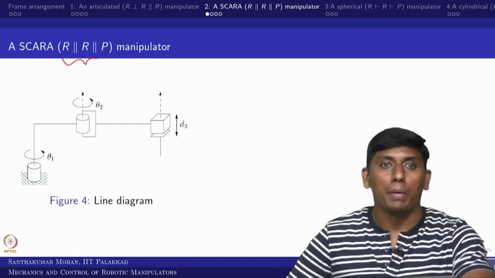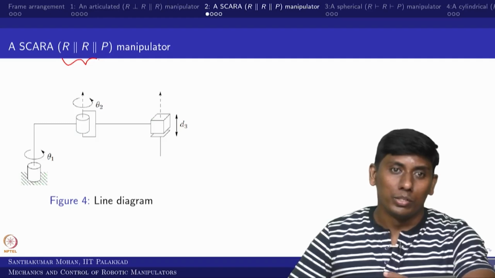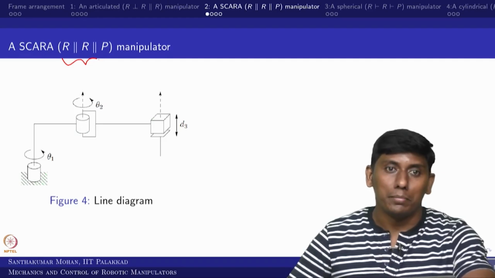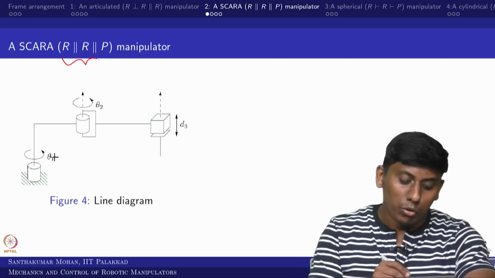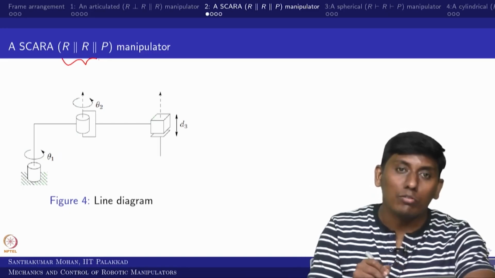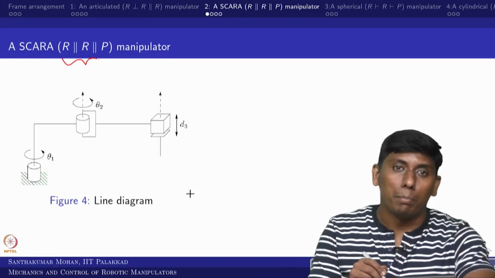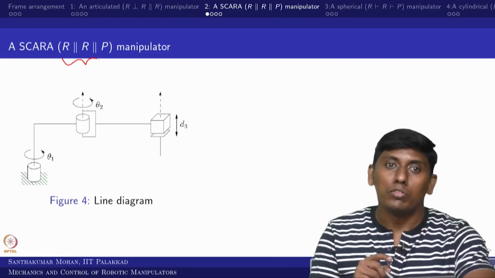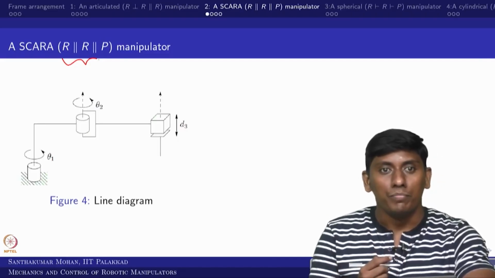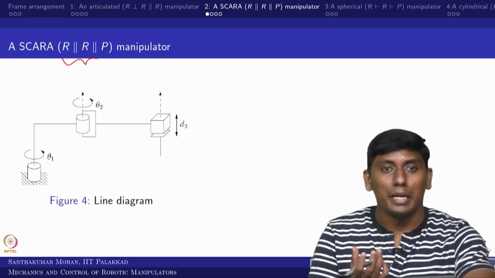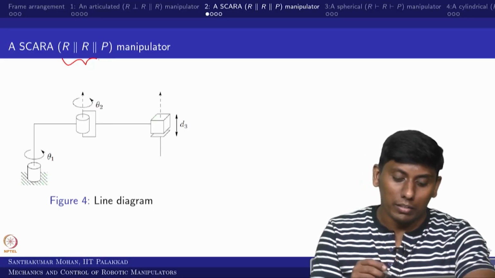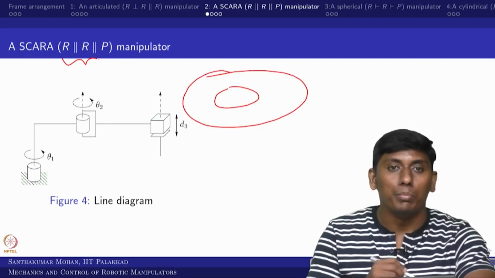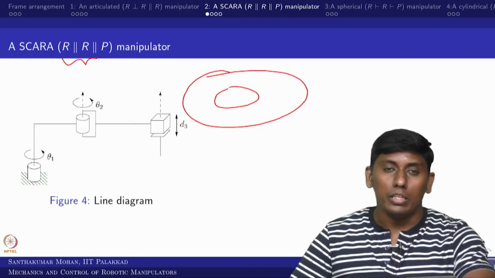one prismatic also parallel. Now there may be a question: what would be the nature of this? This is also going to sweep a volume, because it is going to rotate in a plane, but it also moves up and down. What we did with the articulated arm is very similar, but here the workspace would be more like a donut, though it is not really a donut, it is something like a hollow cylinder, obtainable based on the limits.